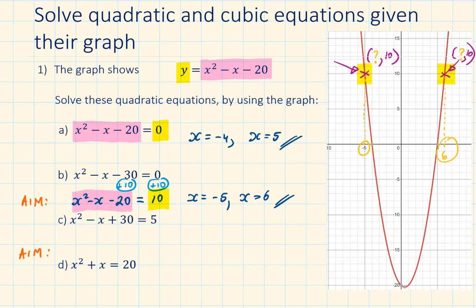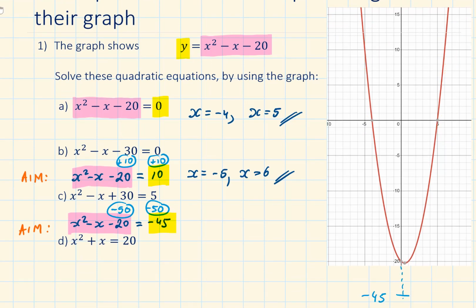For part C, again, our aim is to do something to this equation, x squared minus x plus 30 is equal to 5, to get an equation that has on one of the sides x squared minus x minus 20. The x squared minus x, they are already the same. The plus 30 needs to be changed. This will give us minus 45. The y has been replaced by minus 45. Minus 45 is outside of this range. Therefore, this equation doesn't have any solution. So our final solution is no solution.